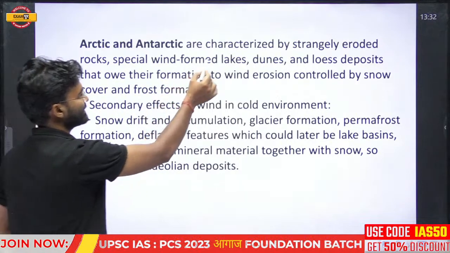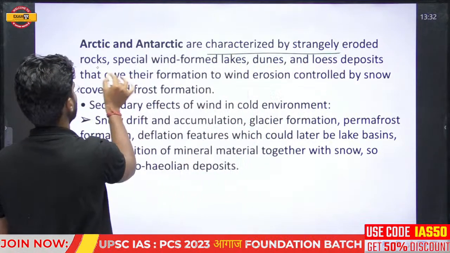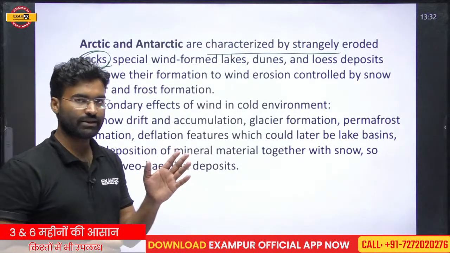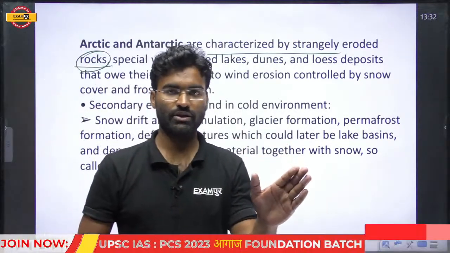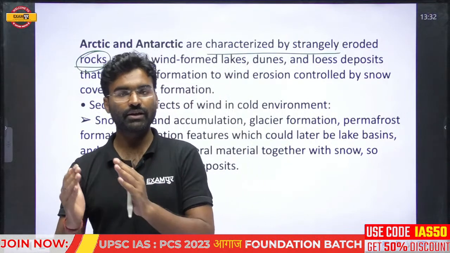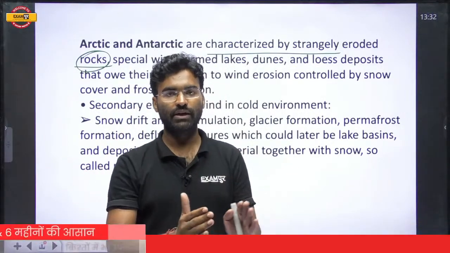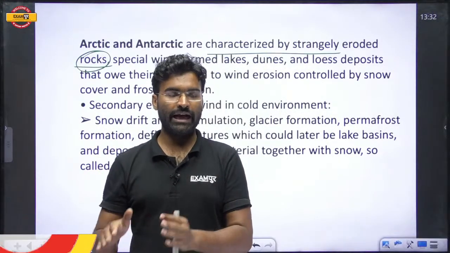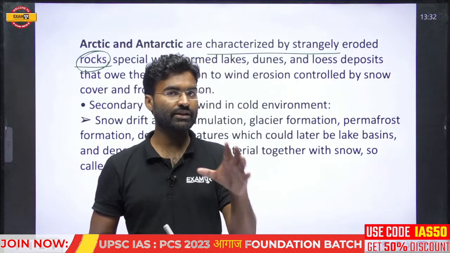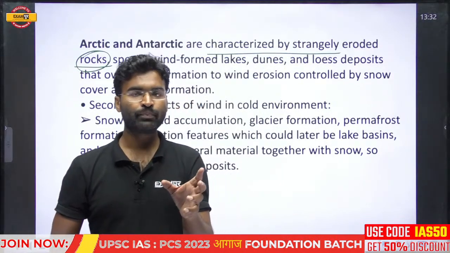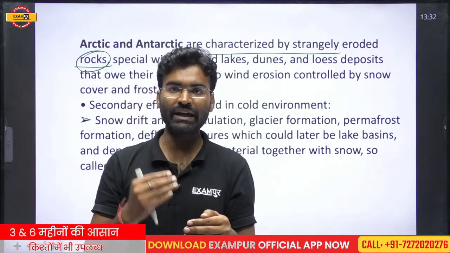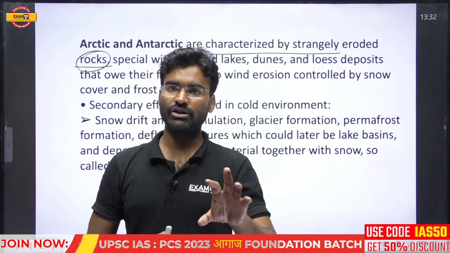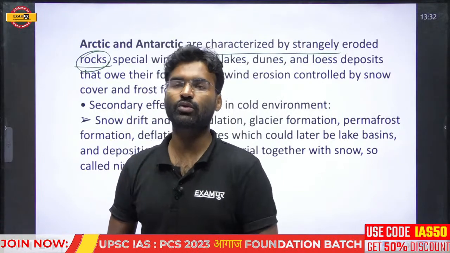The Arctic and Antarctica are characterized by strongly eroded rocks. If you go to this region, you will see strongly eroded rocks. Why are these rocks strongly eroded? Because of the high speed of the wind. That means the surface consists of strongly eroded rocks because of the wind. So wind has a crucial role in forming this type of shape of the earth's surface in this colder region.